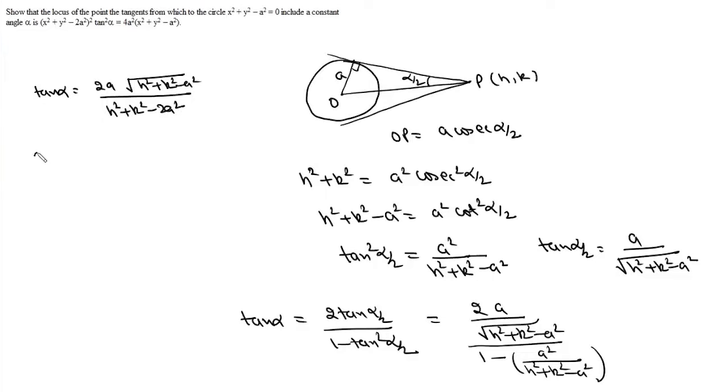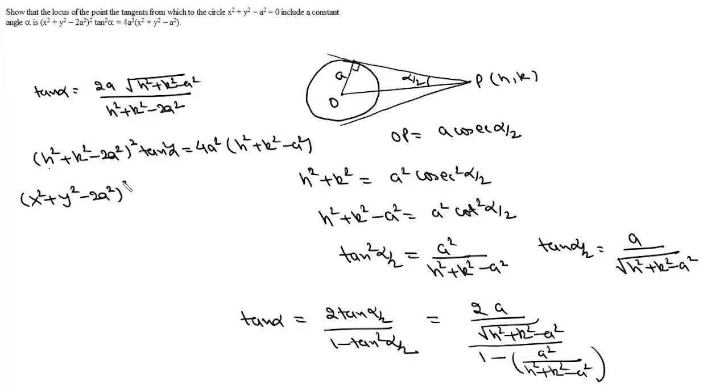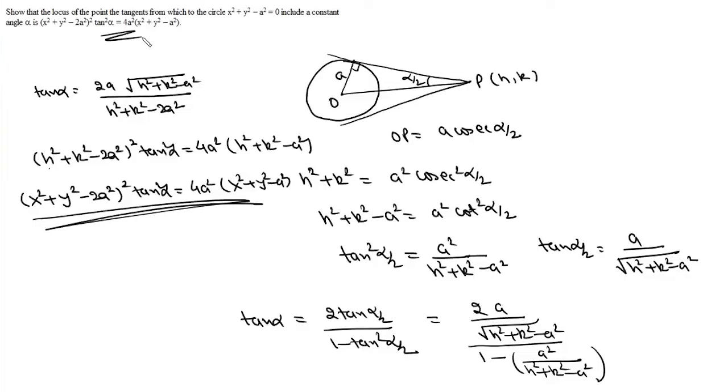Now we square everything, we can write this as h square plus k square minus 2a square whole square into tan square alpha, and there will be 4a square into h square plus k square minus a square. Now we'll replace h with x and k with y. So this required locus will be x square plus y square minus 2a square whole square into tan square alpha will be equal to 4a square into x square plus y square minus a square, and which is what we need to prove in this question.